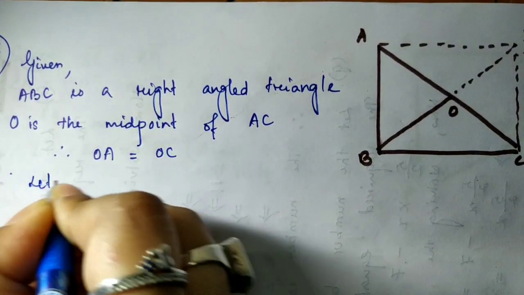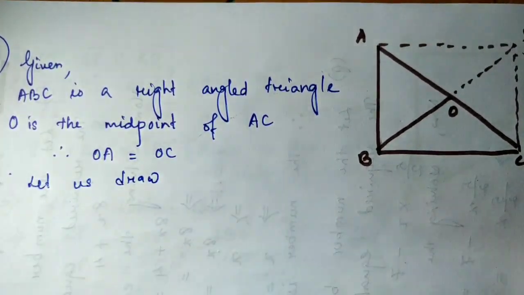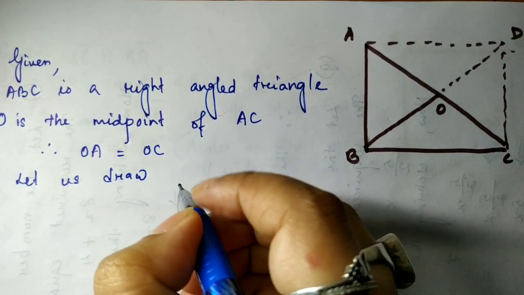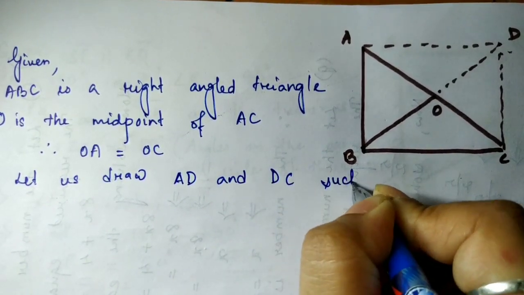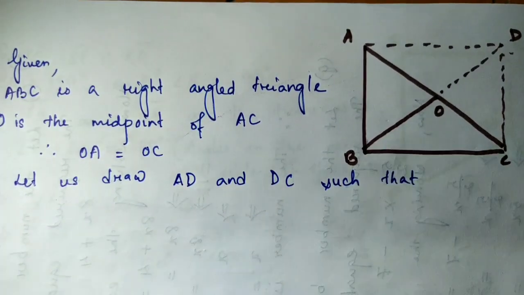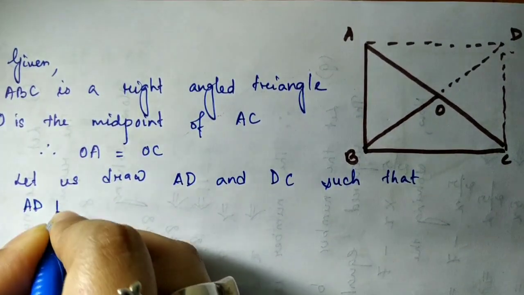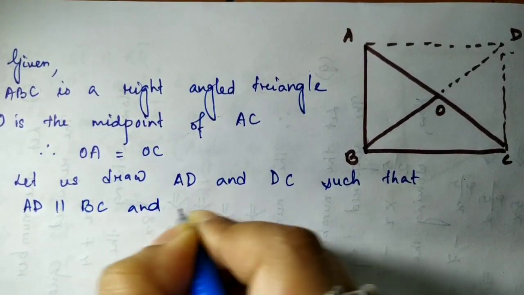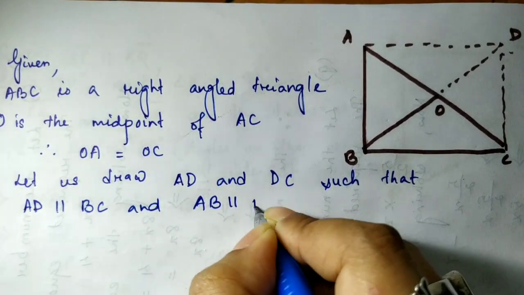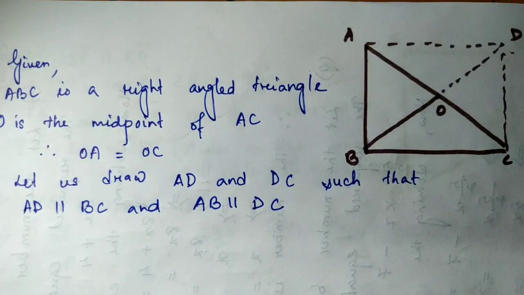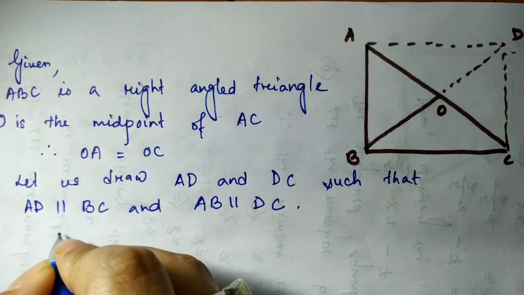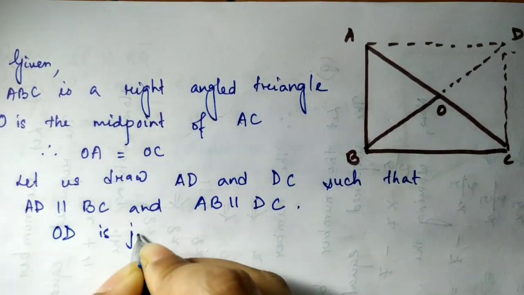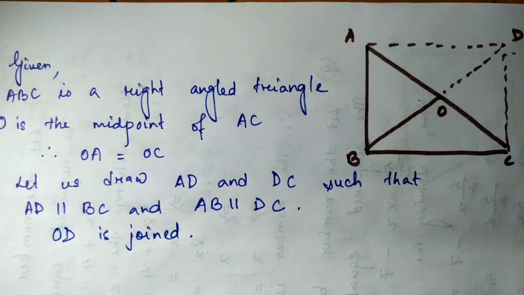So let us draw AD and DC such that AD is parallel to BC and AB is parallel to DC. AD is parallel to BC and AB is parallel to DC. And one more thing, we are joining OD. So OD is joined. Now you can see we have formed a particular rectangle.